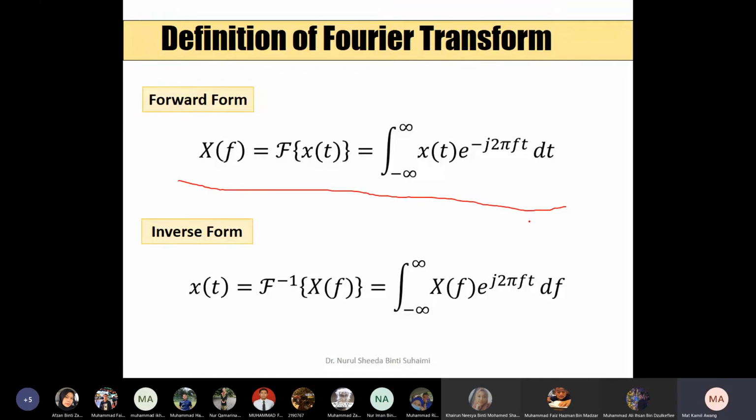And of course, conversely, this is the inverse Fourier transform. So x of t is equal to the inverse Fourier transform of X of f, and is given by this formula: the integral from minus infinity to infinity of X of f e to the j 2 pi f t df. So this is the formula for the Fourier transform.